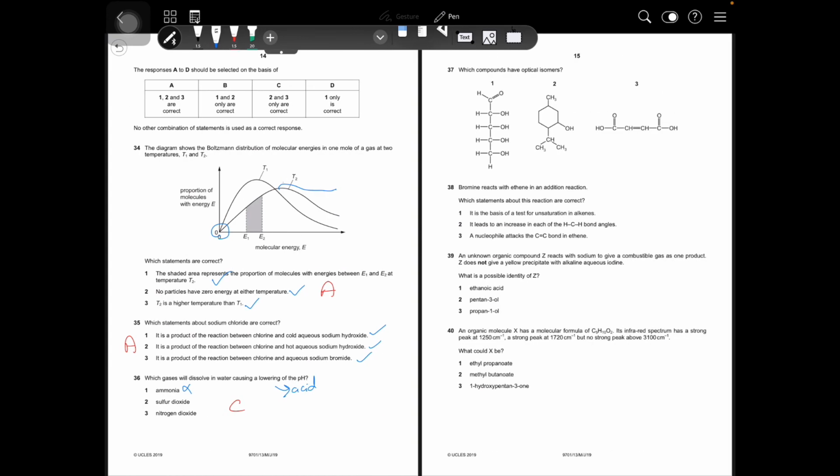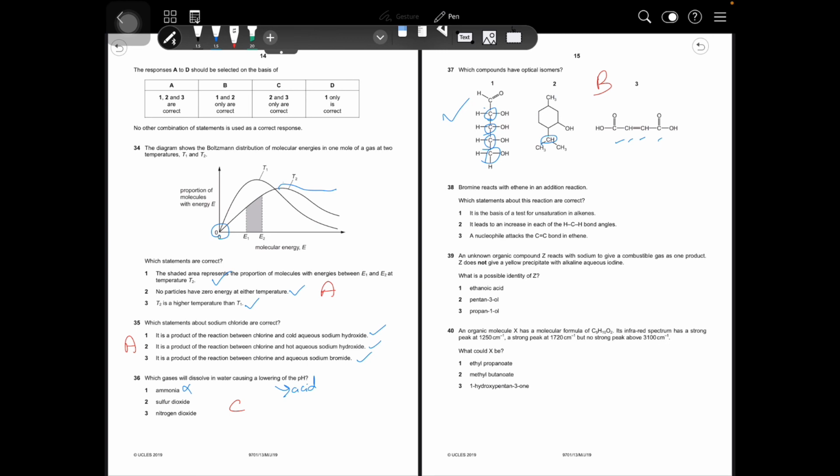The next one, which compounds have optical isomers? So you just need to find a carbon connected to 4 different atoms. So in 1, yes, it has optical isomers because we have a carbon that is connected to 4 different atoms or 4 different groups. In option 2, this is also correct. We have a carbon connected to 4 different groups. And in option 3, there is no carbon connected to 4 different atoms. So you have 1 and 2 correct. The answer will be B.